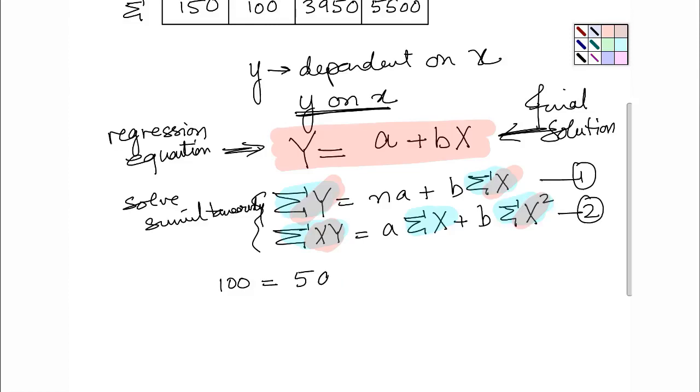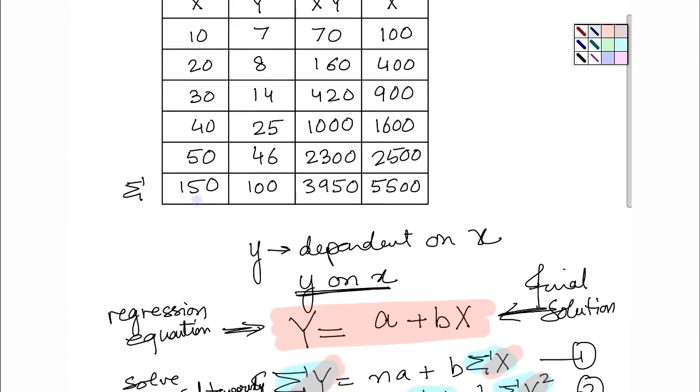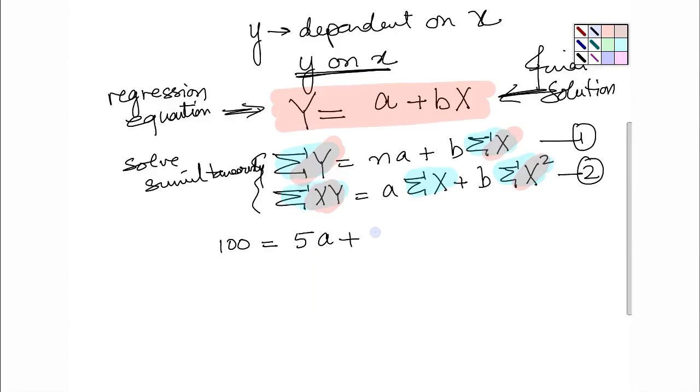A, we do not know its value because we actually wish to find its value. Then instead of sigma x, I will put 150. B I am leaving as it is. Now it doesn't really matter if you make it 5a or a5, or b150 or 150b. But mathematically it makes more sense if we write the constant value before the variable. So instead of writing b150, it looks better when you write 150b.